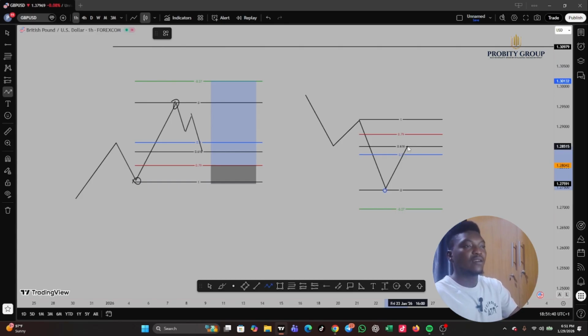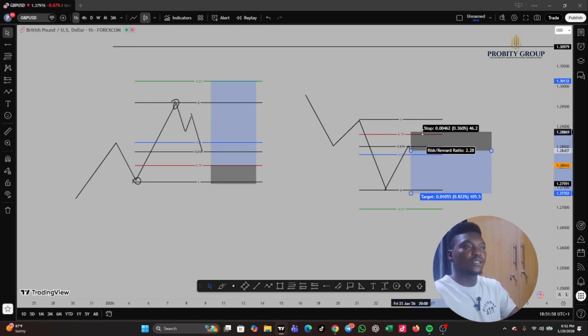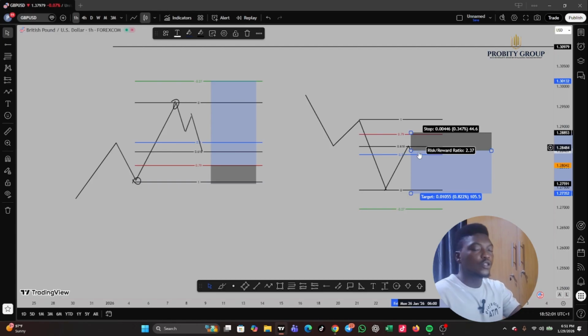The 618 level is usually considered as the golden level. I also love the 618. So when price retraces here, I want to see candle confirmation. Once you get your candle confirmation from the 618, enter for a short trade, and your stop loss should be above 618. Most traders don't do this.